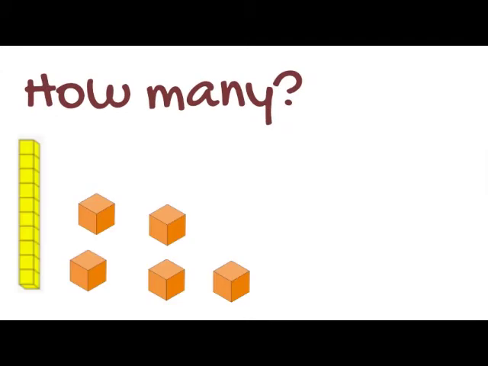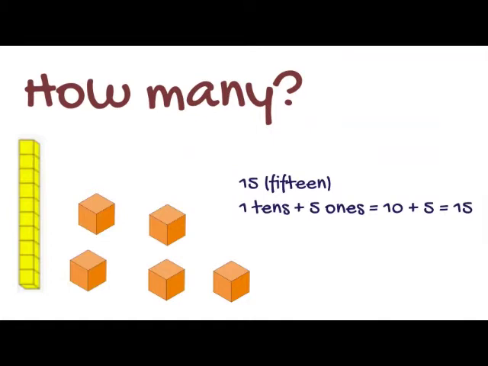So how many are these? One block and five cubes. Can you guess it for me? Correct. It is 15. Fifteen. 15. 1 tens plus 5 ones makes it 10 plus 5 is equal to 15. Here 10 plus 5 is the expanded form and 15 is the number name.